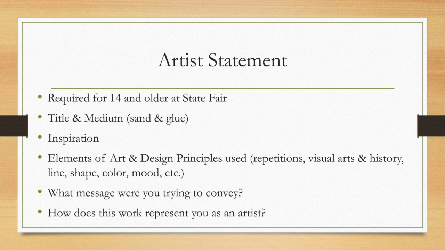And it doesn't have to be a lot. It can be a sentence or two. What message you were trying to convey. Maybe you were just trying to convey your appreciation for the Navajo culture and the things that you learned. And then how this work represents you as an artist. Maybe it has your favorite color in it, or it has a symbol or shape that you like. And again, this is just a couple sentences, and it goes with your art piece on the back, just to give the judge a little more insight into you as an artist.